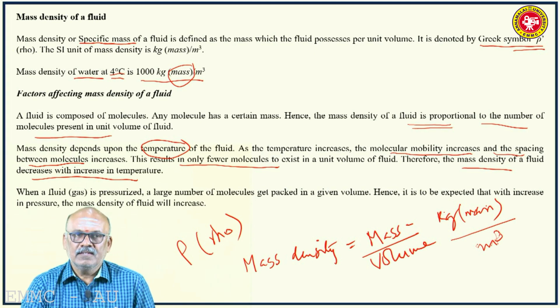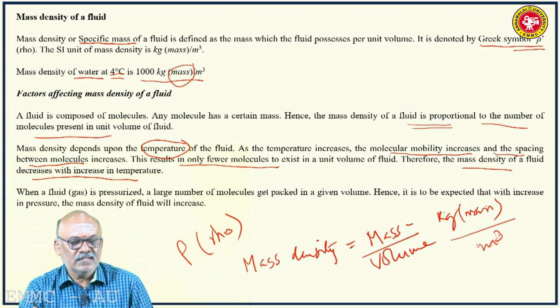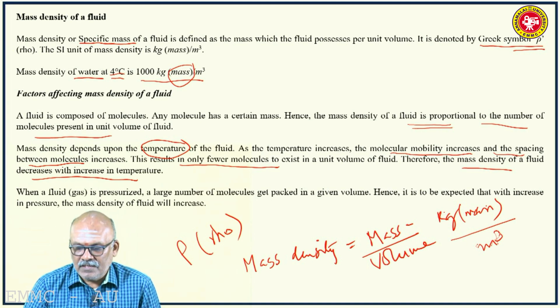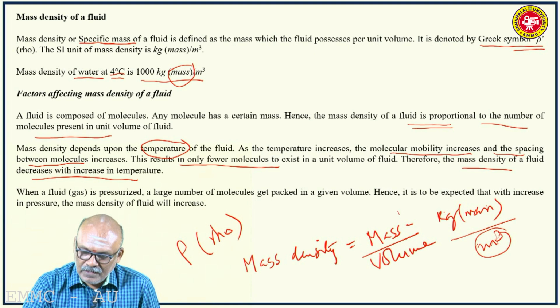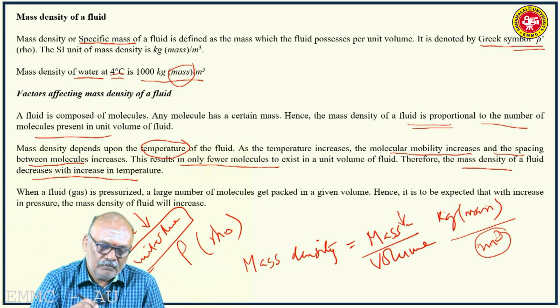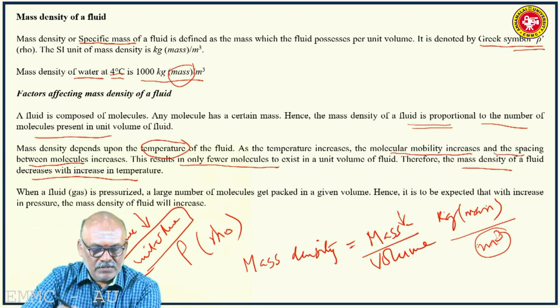So with increase in temperature, and because of the increased molecular activity, and because of the less number of molecules in unit volume, the mass density decreases with increased temperature. So volume fixed வச்சிருக்கிறோம் 1 meter cube. When the temperature increases, the mass decreases. So with increase in temperature, the mass decreases in unit volume. So volume fixed வச்சிருக்கிறோம், and therefore the mass density decreases with increase in temperature.